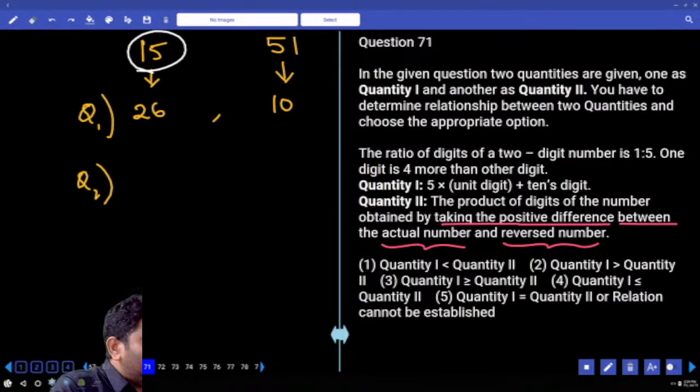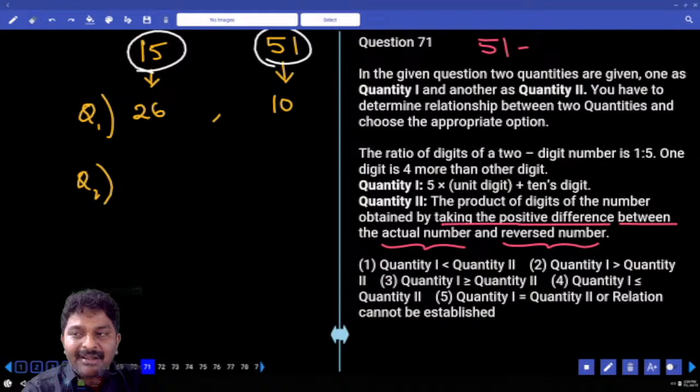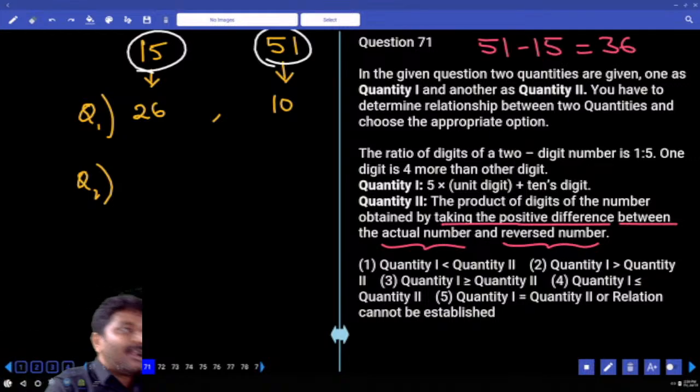If you take 15, when you interchange digits, what do you get? 51. Difference between 15 comma 51 only. Or if you take the second possibility, 51, when you interchange it, again you will get 15. Again difference of 15 comma 51. So in Q2, how many possibilities are you going to get? Only one, which is 51 minus 15. How much is that? 36.